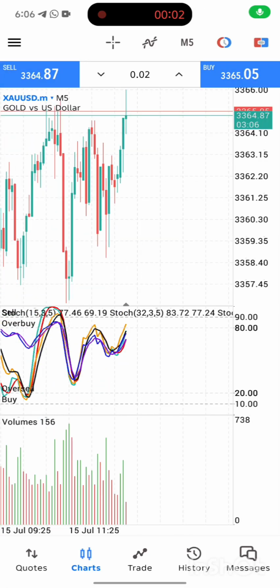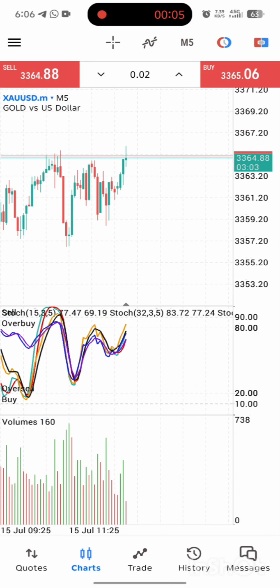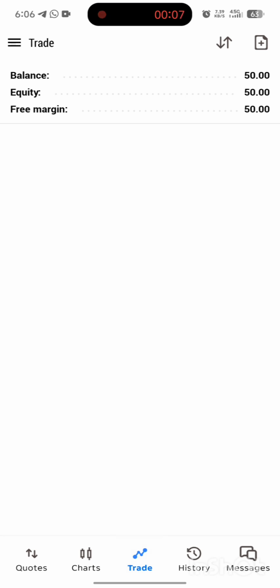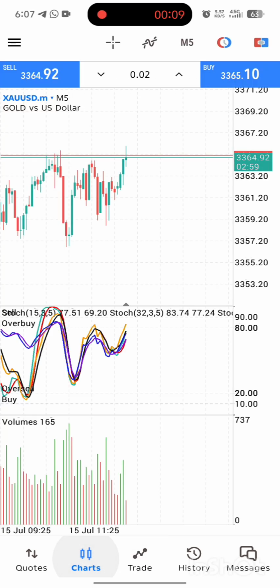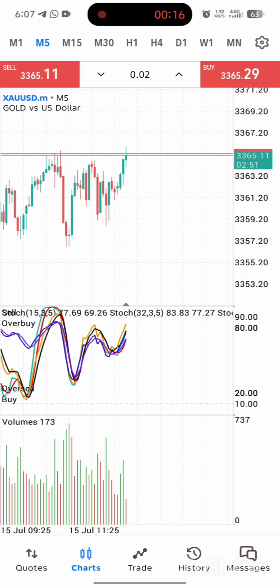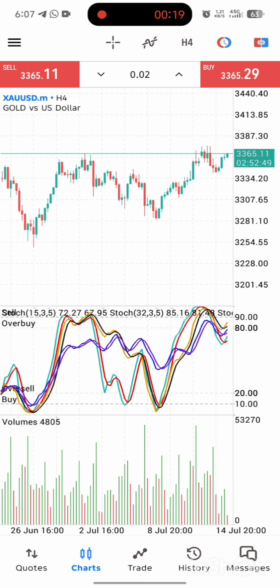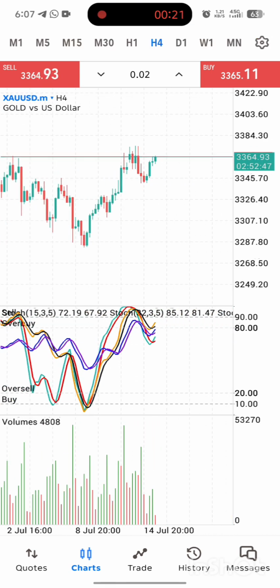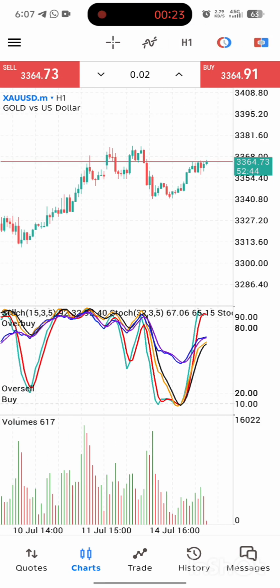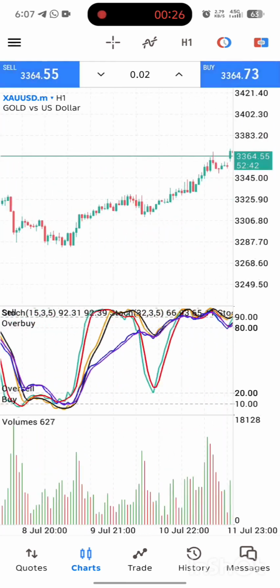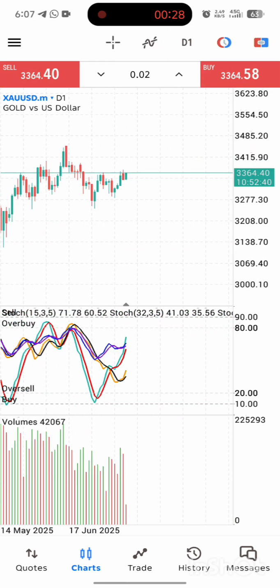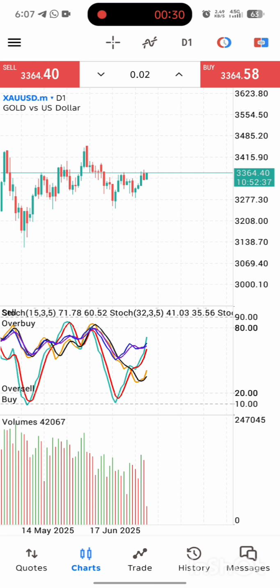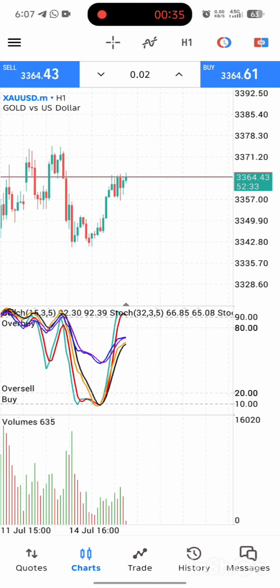So I'm gonna try to flip this 50 USD account that I just deposited into any profit that I can make. So right now, if we take a look at the H4, it's bullish, and if we take a look at the H1, it's kind of bearish at the moment. But if we take a look at the daily, it's bullish. So daily and H4 are bullish, and if you take a look at the H1, it's bearish.